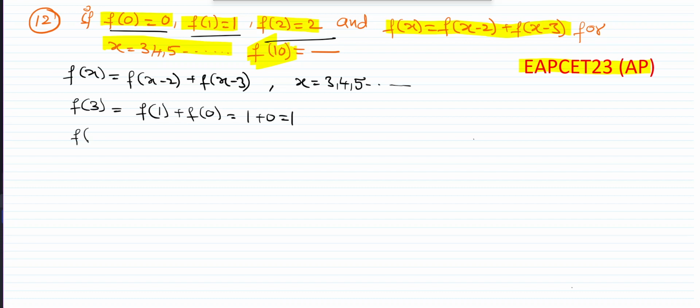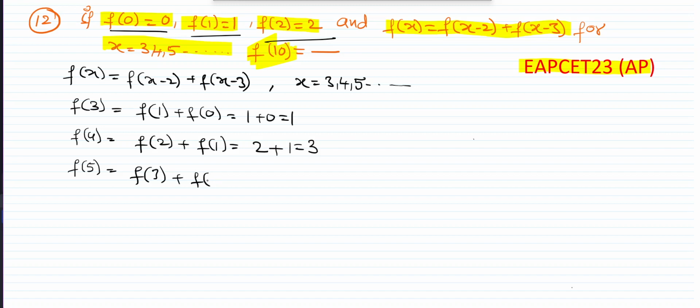Now find f of 4. F of 4 equals f of 4 minus 2, which is f of 2, plus f of 4 minus 3, which is f of 1. F of 2 value is 2 and f of 1 is 1. 2 plus 1 is equal to 3. Now find f of 5. F of 5 equals f of 5 minus 2, which is f of 3, plus f of 5 minus 3, which is f of 2. F of 3 value is 1 and f of 2 is 2. That is 1 plus 2 equals 3.